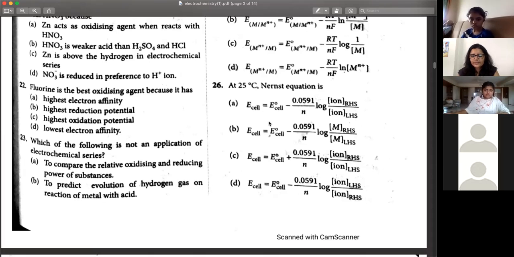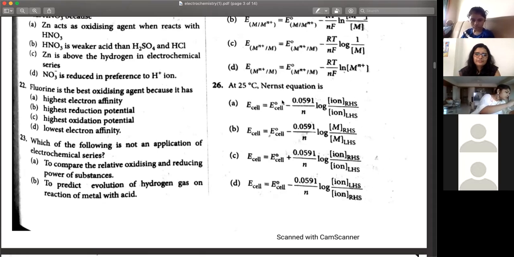Send the option number in chat. Dhriti is correct. Mitali, check your answer. C, you can straight away ignore because it won't be plus. D, also you can ignore because it's RHS should come first. So it's between A and B. Ansh, you got it correctly. So Shantanu, figure it out.